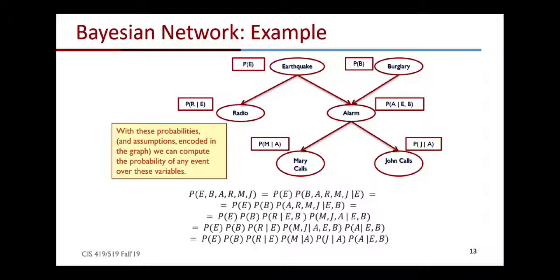In fact, I could have carried E and B here also, but I already omitted them because given A, I don't care about E and B. So from this, I got the product here. And here I have P of A given E and B. So basically, I decomposed it. Now notice that I know all this, right? I know P of E and P of B. I know P of R given E. I know P of M given A, P of J given A, and P of A given E and B.